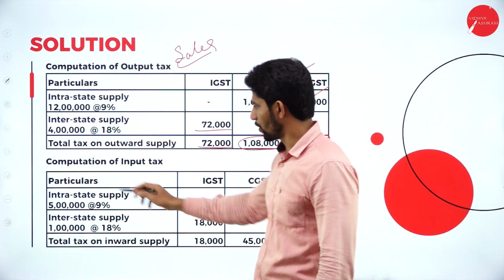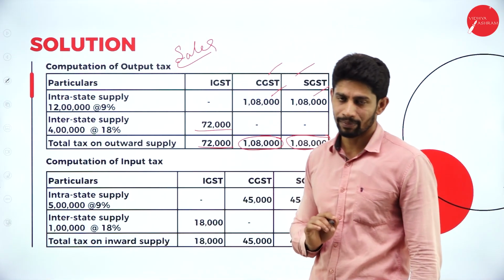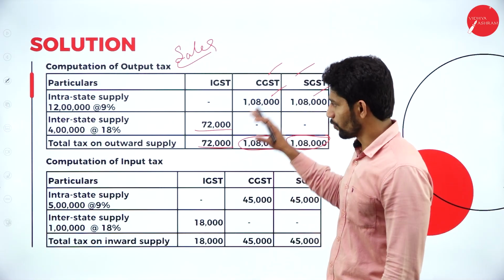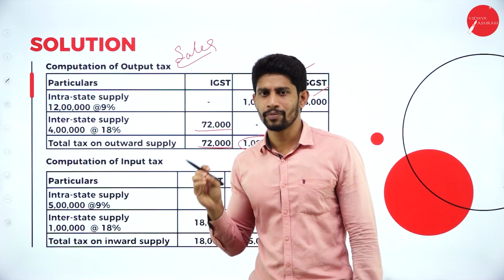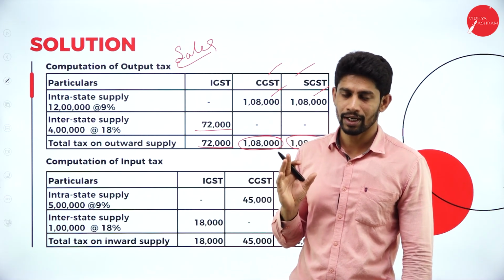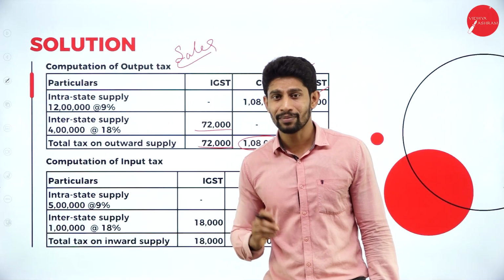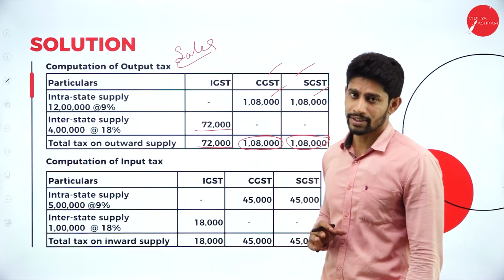These values are called total tax on outward supply. That means the tax you are supposed to pay to the government. And one more thing, this particular problem will be asked for 15 marks. This is a very important concept, and they'll be asking for 15 marks in your main exam. So please concentrate on this.